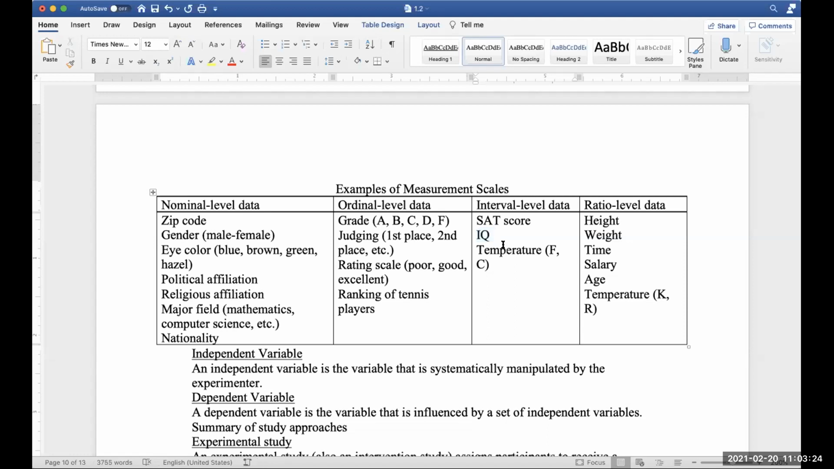So temperature in Fahrenheit or in Celsius. If you look at your temperature, let's say 100 degrees Fahrenheit, you can certainly take differences: 100 degrees is 10 degrees more than 90 degrees Fahrenheit. But 0 degrees Fahrenheit doesn't mean that there's no temperature. It just means it's 0 degrees Fahrenheit.